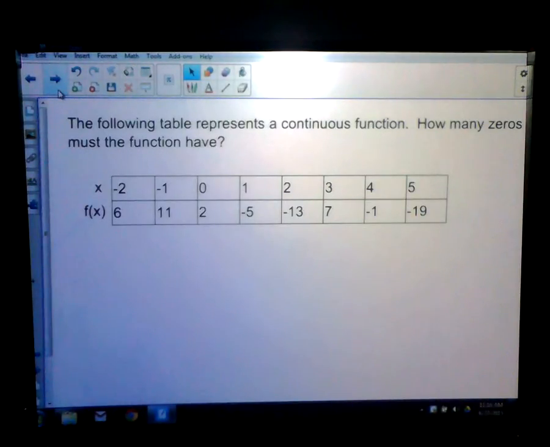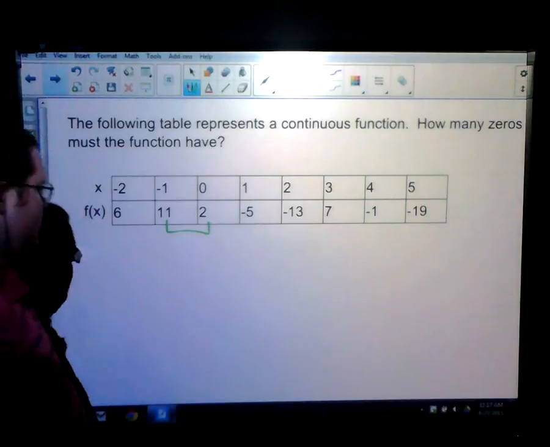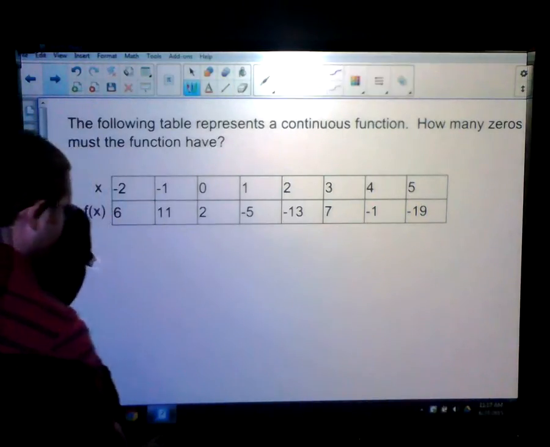Let's take a look at a problem. The following table represents a continuous function. So it's continuous even though we can't see the graph. How many zeros must the function have? Not how many could it have. It could have an infinite number. But how many must it have? Well, let's take a look at this part right here. Nope, let me start back here at the beginning.